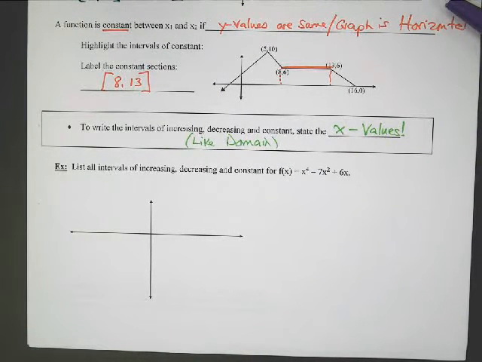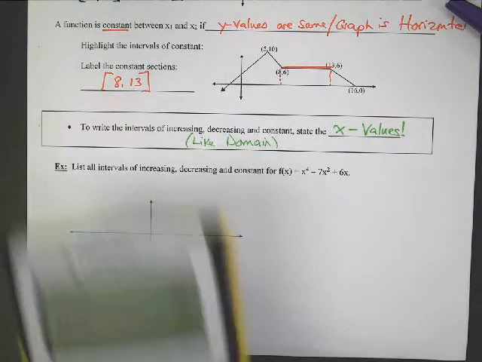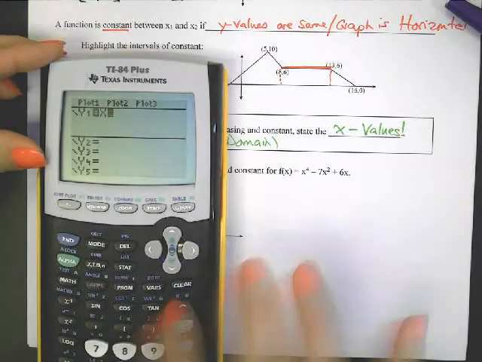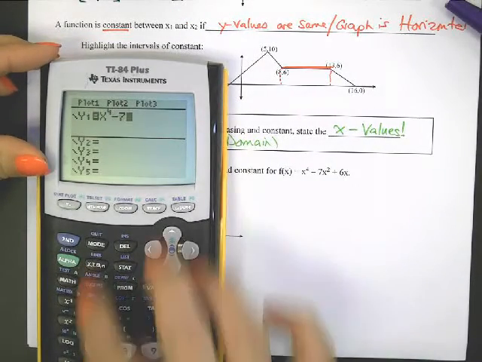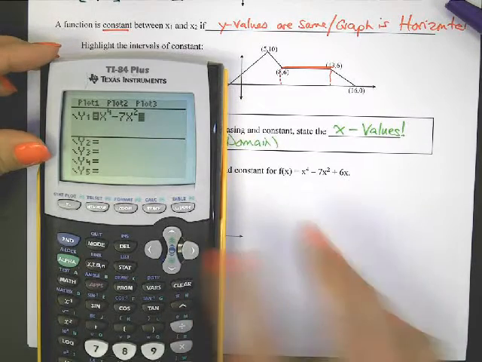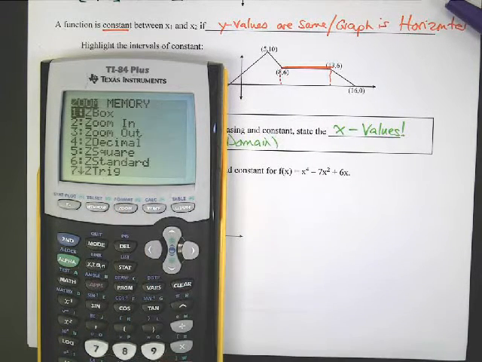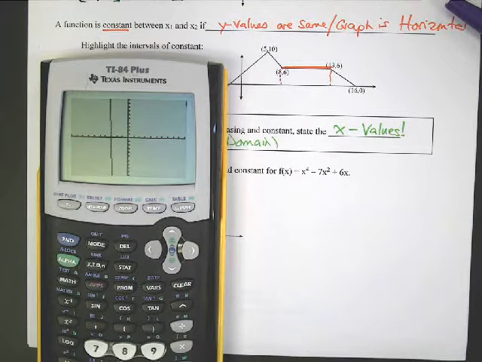We are going to use our calculators a little bit to state intervals of increasing, decreasing, constant. So let's get out those calculators and type our equation into y1. We've got x to the 4th minus 7x squared plus 6x. So let's get that all typed in, and I'm going to see if the standard window works. Let's just give Zoom Standard a try.